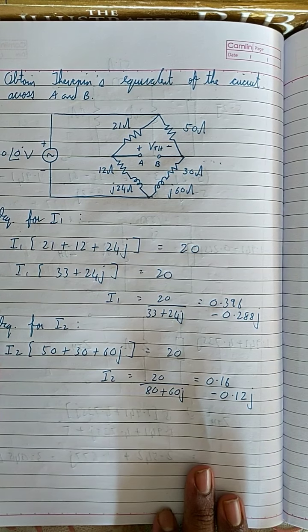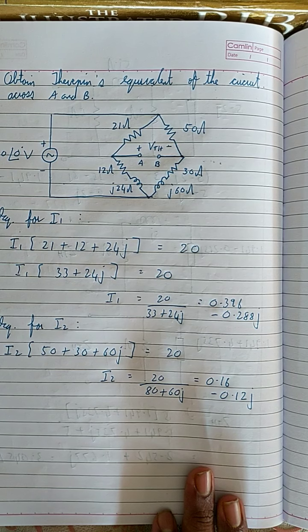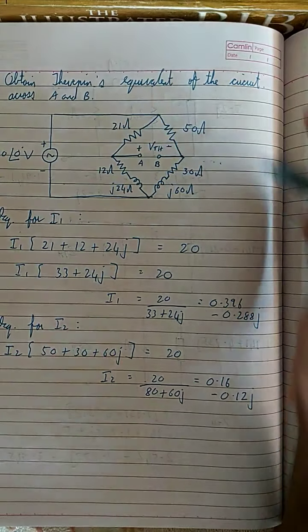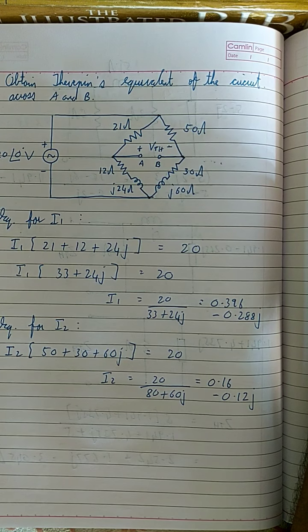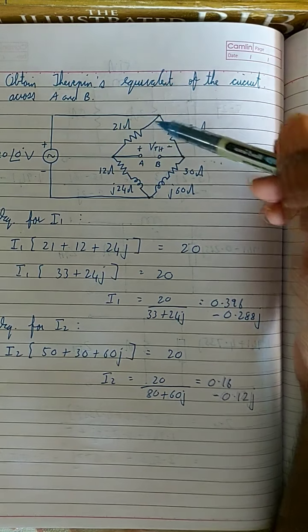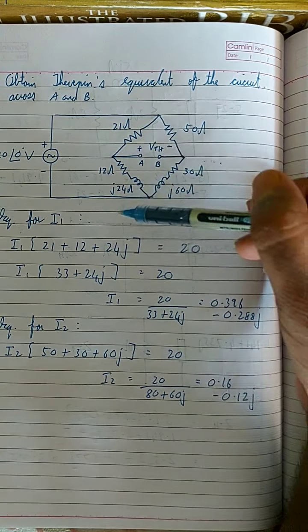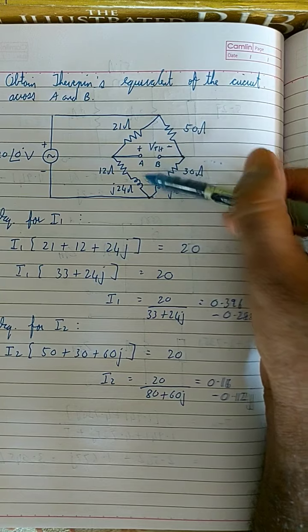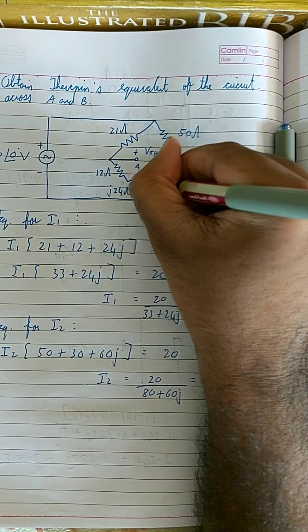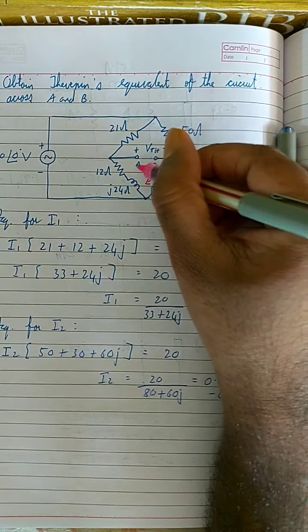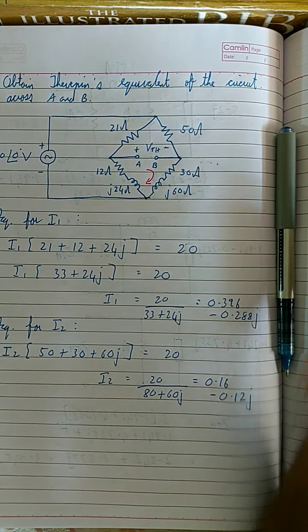So now I am going to find the value of VTH. How do I find the value of VTH? You can either take this mesh or this mesh, whichever mesh you want. Last problem I took this mesh, so in this problem I will take the equation from this mesh. I am going to assume that there is a current in the mesh in this direction, clockwise.